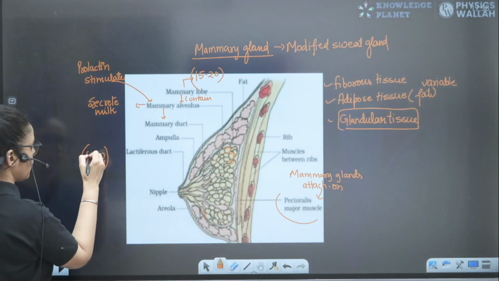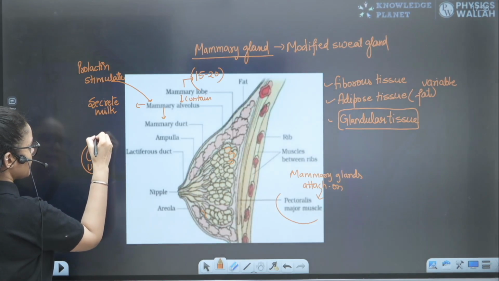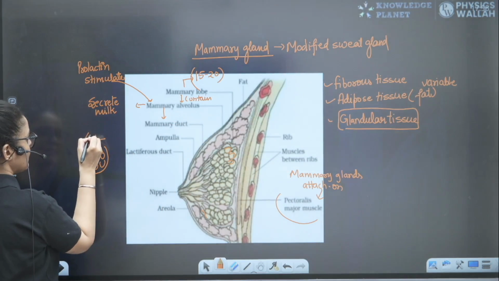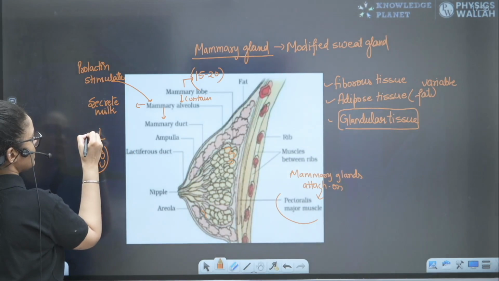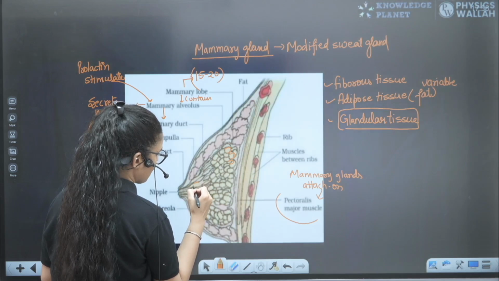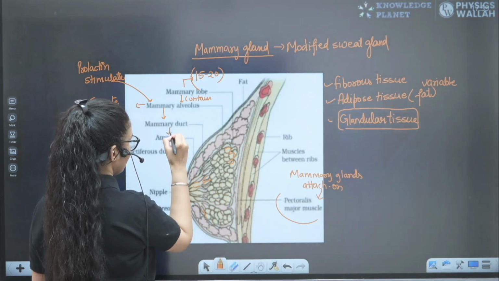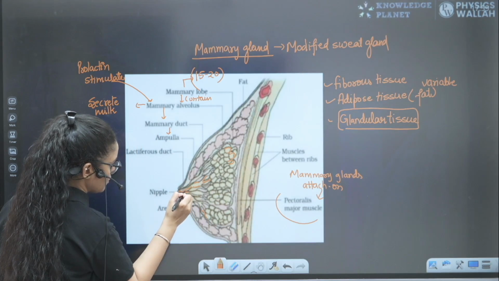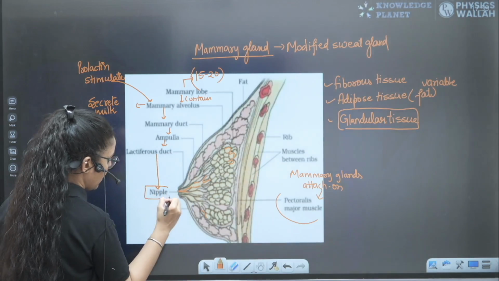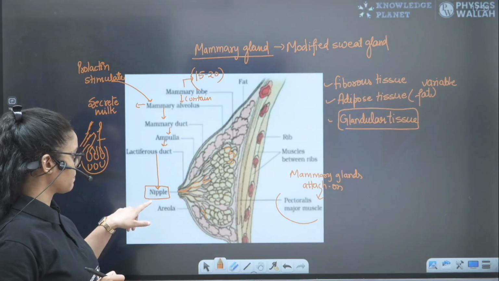So when we talk about these alveoli, they will open into the mammary duct. So this is the mammary duct. Many mammary ducts finally open into a swell-like or dilated structure known as the ampulla. And finally, many ampullae will open into the lactiferous duct. And finally, all lactiferous ducts will open out via the nipple, right? So this milk will be released outside via the nipple.